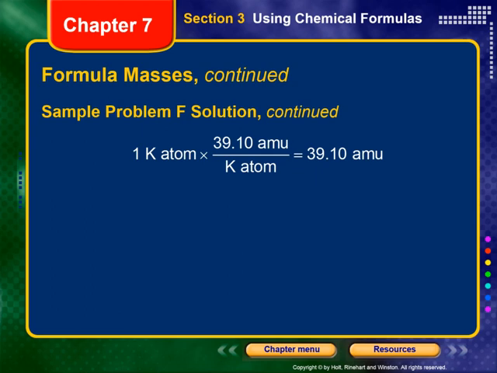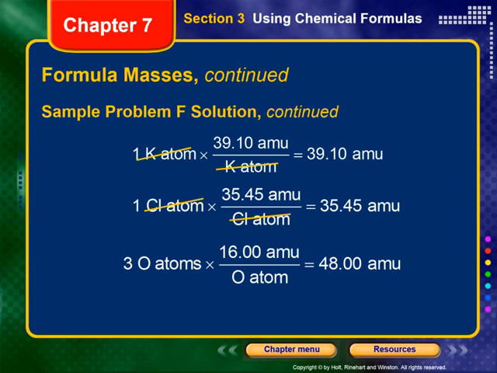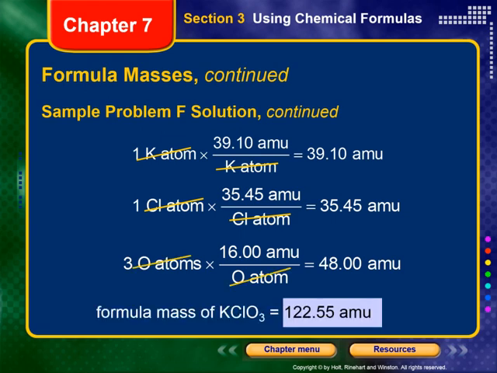So first, I'm going to convert one potassium atom into mass using the average atomic mass of potassium found on the periodic table, so that potassium atoms cancel, leaving only the unit of AMU. Do the same thing with chlorine, and then my 3 oxygen atoms, right? And I get 39.10 AMU due to the potassium, 35.45 AMU due to the chlorine, and then 48.00 AMU due to the 3 oxygen atoms. Simply add those 3 numbers, and I find that the formula mass for potassium chlorate is 122.55 AMU.